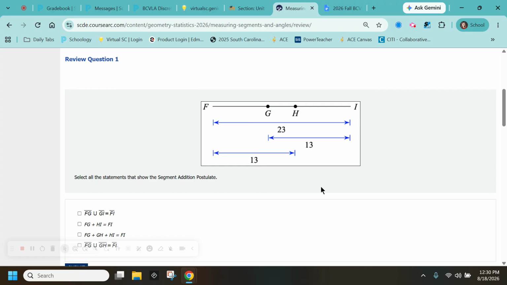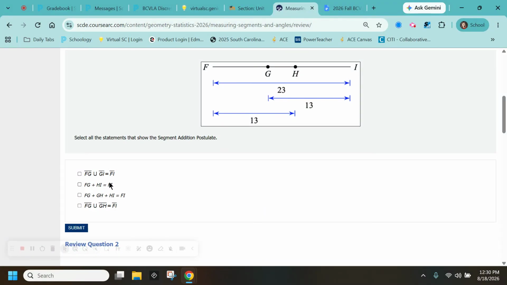Moving on to the review questions, select all the statements that show segment addition postulate. So remember, the two pieces have to equal the whole. So FG and GI equal FI, that's fine. FG and HI, notice that it skipped over this GH, so that is not true. FG, GH, and HI equal the full segment. And then FG or GH equal FI. It's missing this HI part.